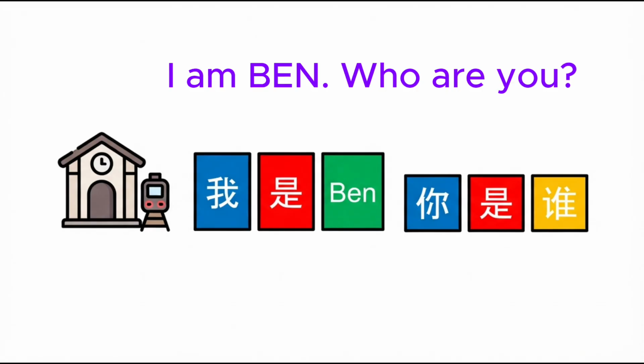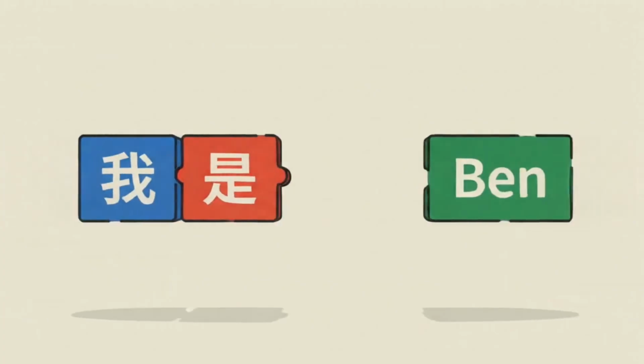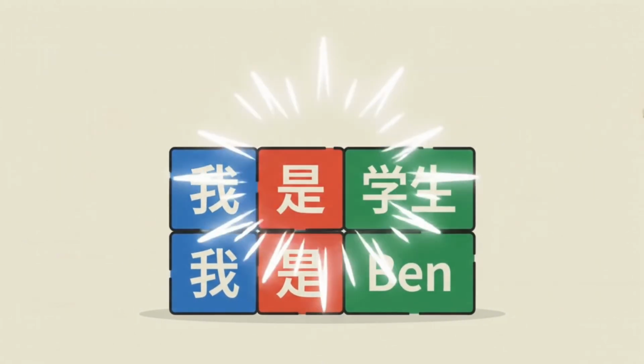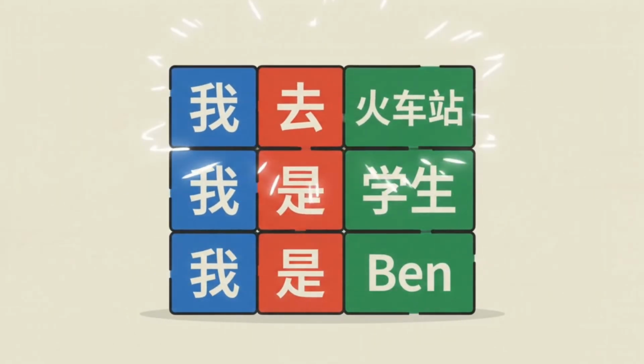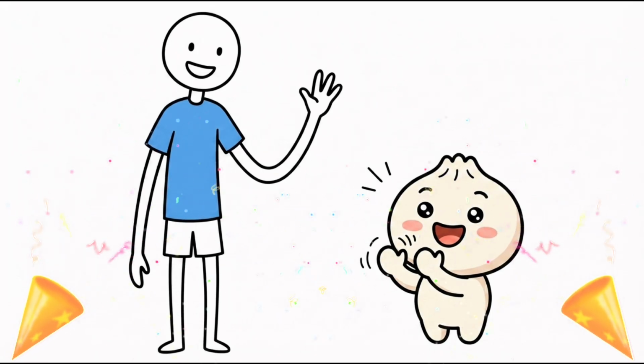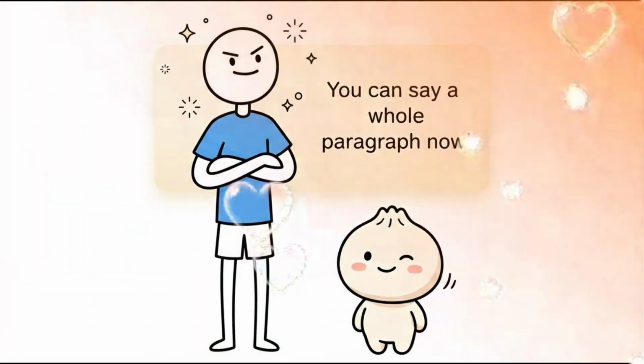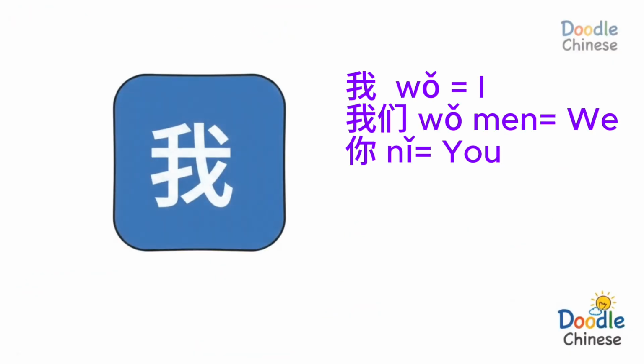我是 Ben, 你是谁？ Okay, Ben, last test. Put it all together. 我是 Ben, 我是学生, 我去火车站, 我不是司机。 That was actually four correct sentences in a row. I contain multitudes.